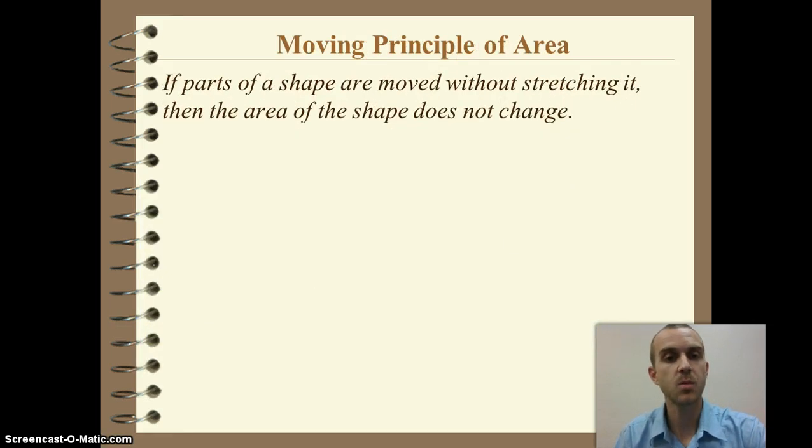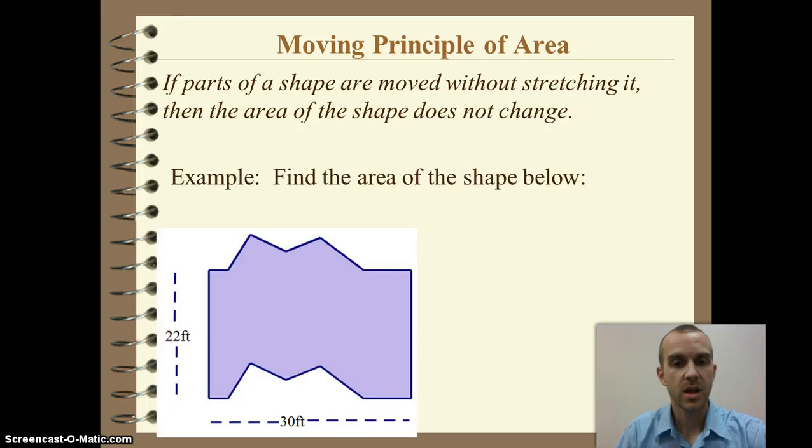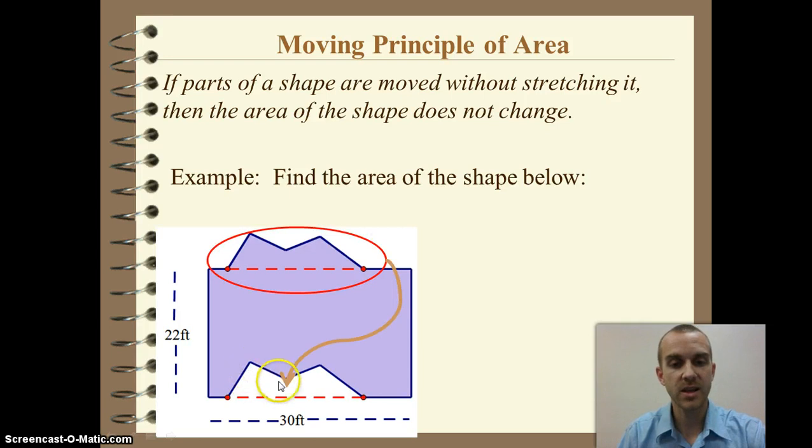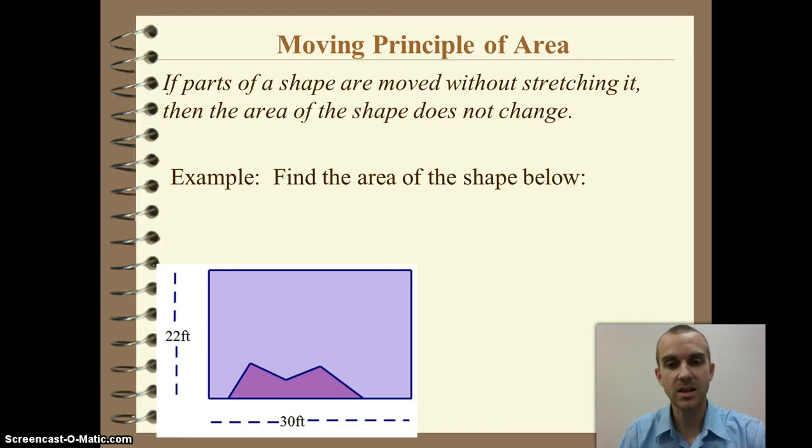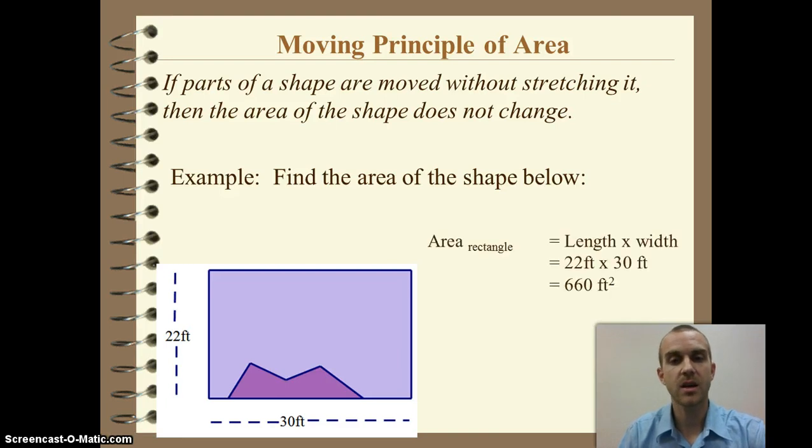Another principle I can use is the moving principle, which states that I can take parts of a shape, move them without stretching them, and I can create the same area. And that's helpful when I get odd looking shapes that may fit together to form a better shape for finding area. For example, I recognize if I draw a line across here and I cut off this top piece and move it, I can place it in here like a puzzle piece and it forms a rectangle. The rectangle I can easily do 22 by 30 and get 660 square feet. Much easier to find.